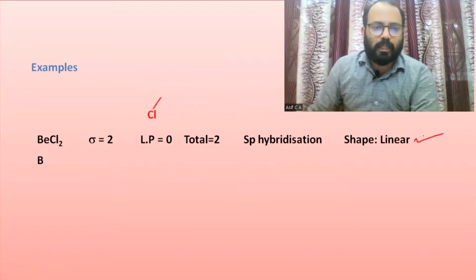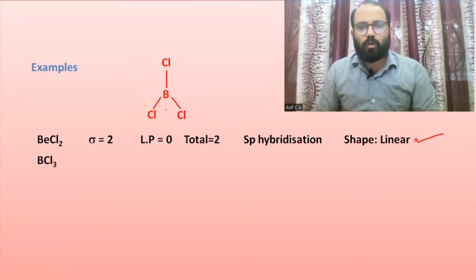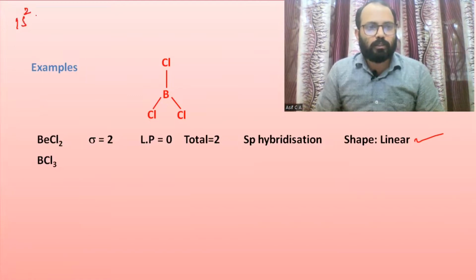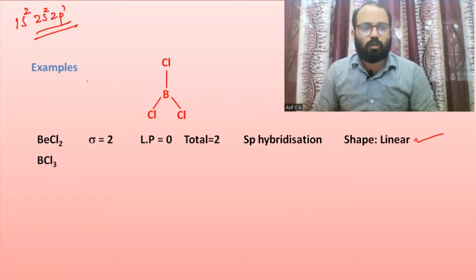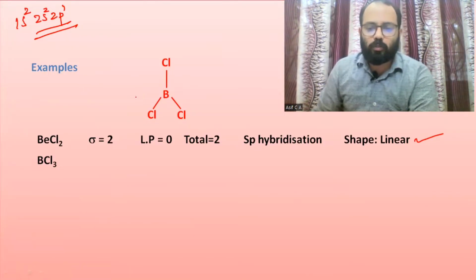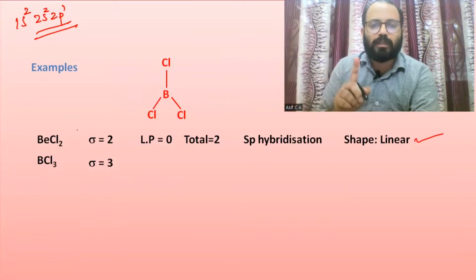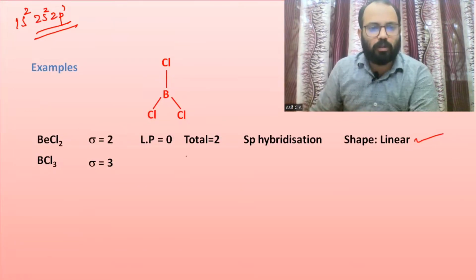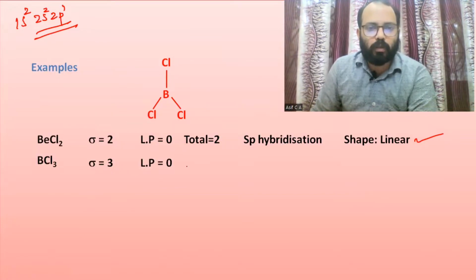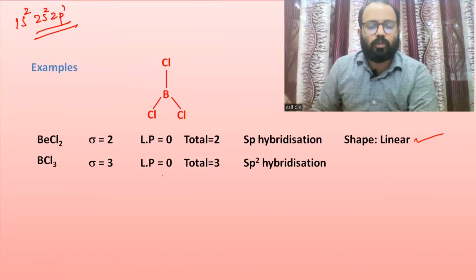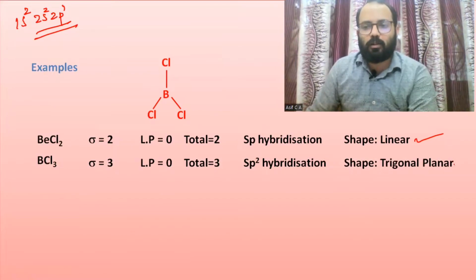Now the second one we will have is BCl3. Again, boron's electronic configuration is 1s2 2s2 2p1, so the outermost shell has 3 electrons. Those 3 electrons have bonded with 3 chlorines as sigma bonds. Always remember the first bond is a sigma bond. So sigma bonds 3, lone pairs 0, since all three have bonded, total 3. So you will have sp2 hybridization. The shape is trigonal planar.